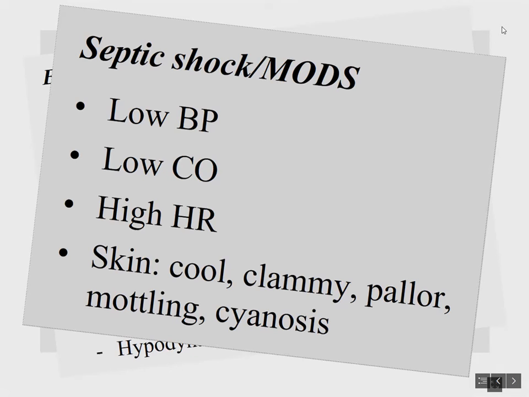Now, once they progress to septic shock or multi-organ failure, they look bad, okay? These patients are very sick. They will have a low blood pressure, low cardiac output. Heart rate will still continue to be high because the body's still trying to compensate, but it's not doing a very good job anymore, okay? Their skin will be cool, clammy. They may have the mottling, bluish color of their skin. So these are not good signs. This is a patient that should be in an ICU setting, okay?